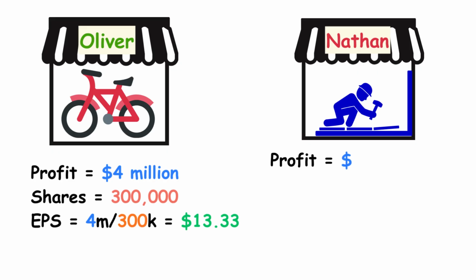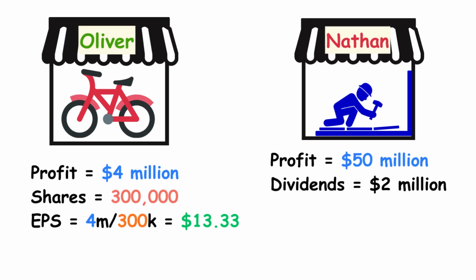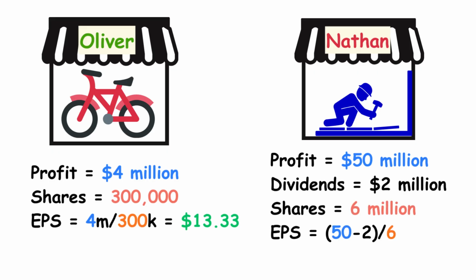Now let's look at Nathan's Home Flooring. This company earns $50 million annually, pays out $2 million in dividends, and has 6 million shares outstanding. To find EPS, we start with $50 million, subtract the $2 million in dividends, and then divide the remaining amount by 6 million shares. That results in earnings per share of $8.